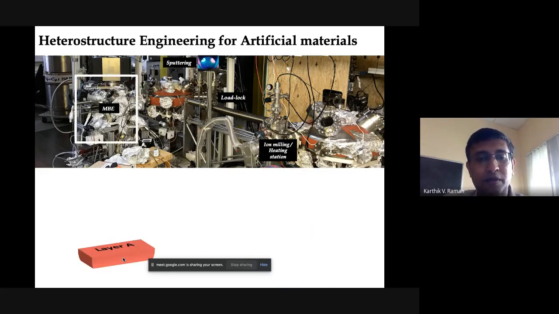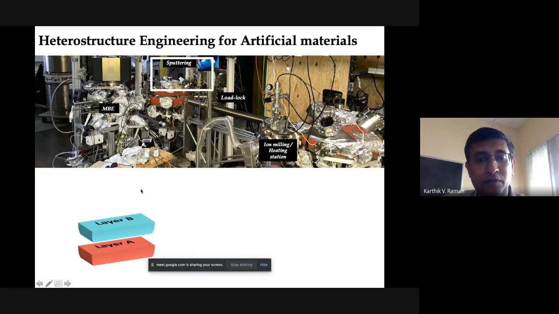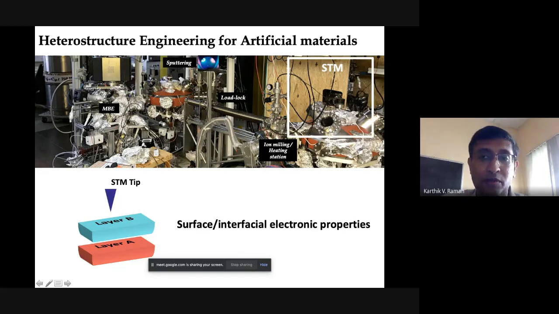So just to give you an example, if we can grow layer A in an MBE system, then you can move it to a sputtering system and grow layer B without contaminating the surface. It's all in ultra high vacuum. We move the sample to sputtering. And if you want to look at the properties, say at the surface of B, we could even move it to the STM in situ and try to probe the properties of the surfaces. This is something we just recently got everything connected together, and we are right now in the mode of testing and looking at properties of quantum materials.